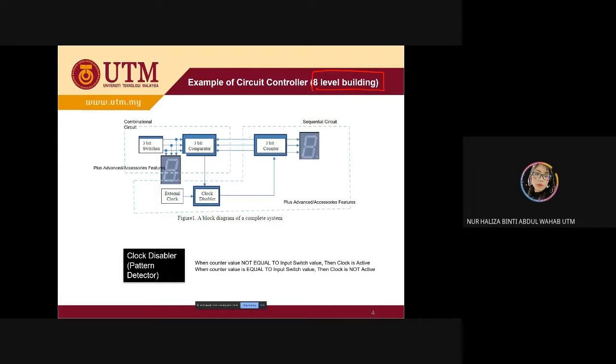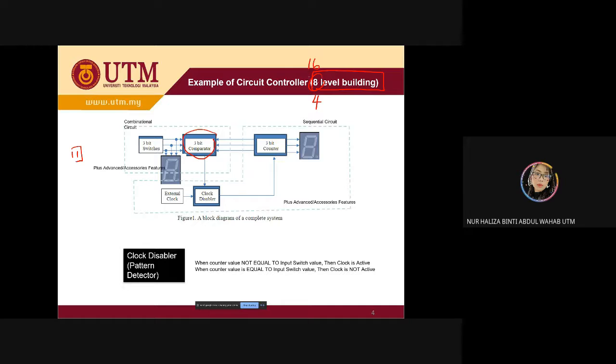In this example, you can see it used the comparator for the lift. This switch is the key input. Let's say you put 1, it will be 0, 0, 0. Because you have 8 levels, that's why you can see it uses 3 bits. If you have 16 levels, of course you're going to have 4-bit switches. If you have a 4-level building, 2-bit switches are enough. So all of these you need to justify, conduct and configure by yourself.